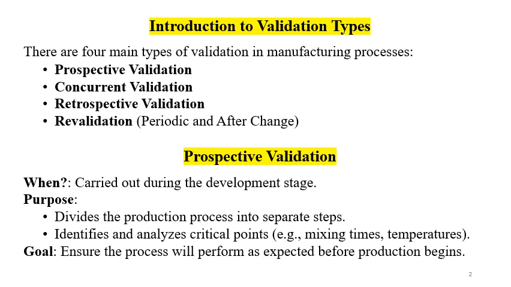First is prospective validation. Prospective validation is carried out during the development stage, and its purpose is that it divides the production process into separate steps. It identifies and analyzes critical points like mixing times and temperatures. The aim or objective of prospective validation is to ensure the process will perform as expected before the production begins. So prospective validation is in the development stage.